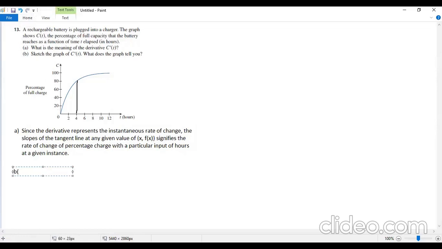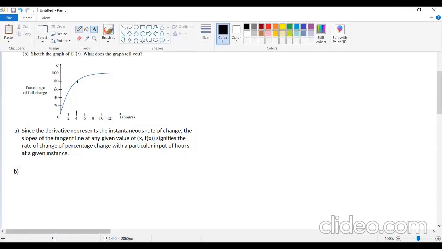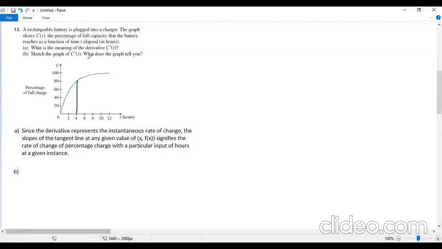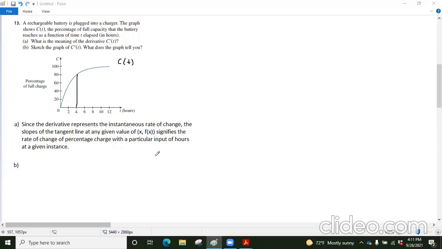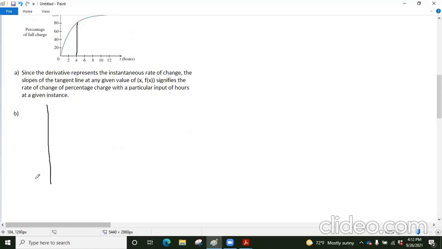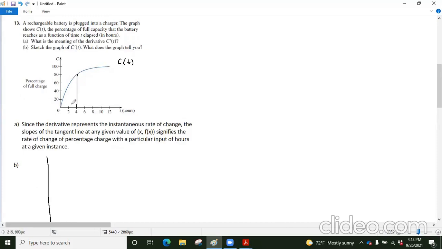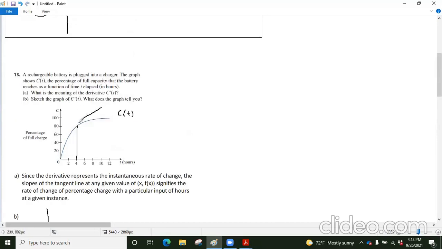Now, part B is slightly more taxing, I would say. First, it says to sketch the graph of C of t. So this is the graph of C of t. But if we wanted to sketch the graph of the derivative of C of t, which is C prime of t, we would have a graph. And the idea here is, and actually let's get that tangent line in.